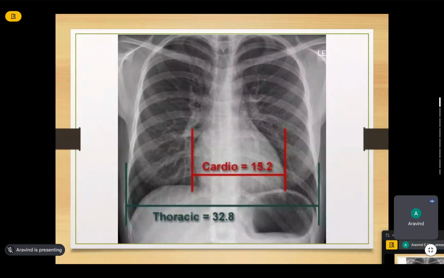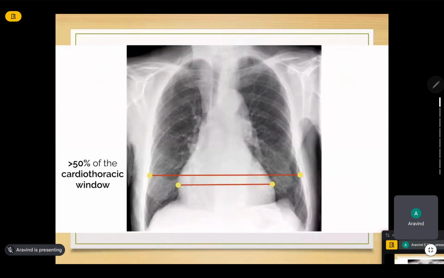If it is more than 50%, it indicates that there is cardiomegaly. The heart is enlarged. So this is an abnormal X-ray. Here you can see that the heart is enlarged. So the cardiothoracic ratio is increased. The heart is greater than 50% of the thoracic width.